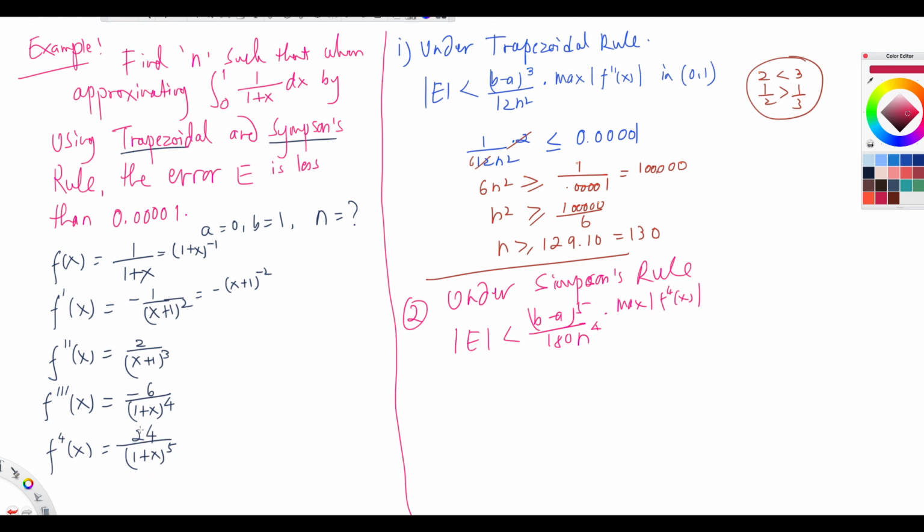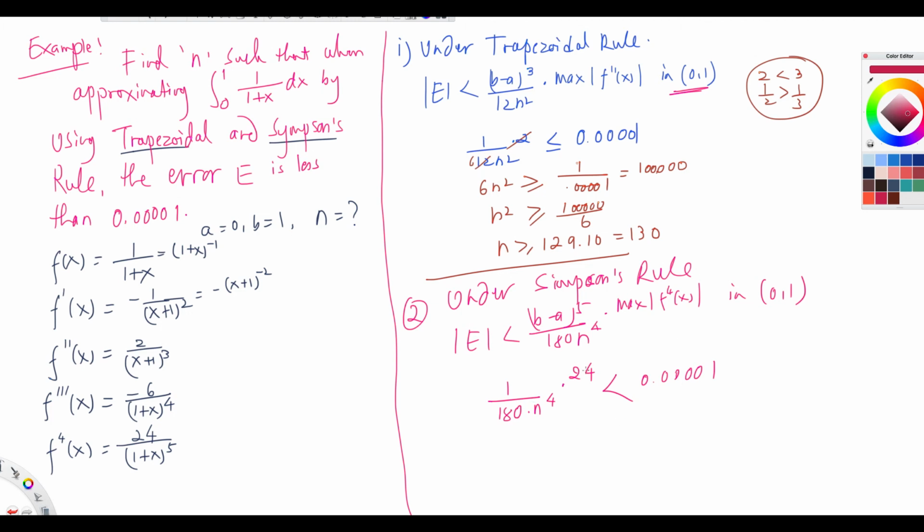If you graph it, you can see that too, in the interval 0 to 1. So you can write that this error must be smaller than that number. As usual, b minus a is 1 minus 0, which is 1, over 180 times n to the 4th, times 24, because the maximum of that is 24. Must be less than 0.00001.